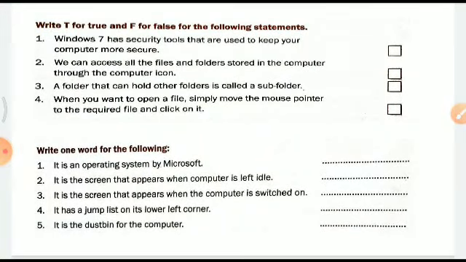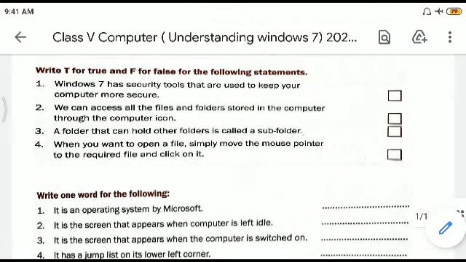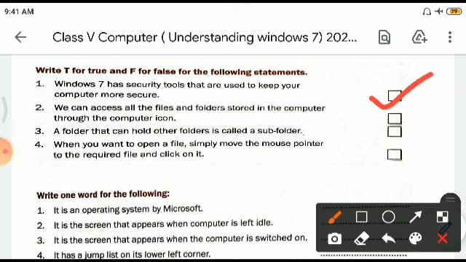Now, see, write true or false for the following statements. Windows 7 has security tools that are used to keep your computer safe. Yes, very true. They have security tools, there are some. What are they? You can read it from the chapter. So absolutely correct. You are not supposed to tick mark here. You are supposed to write T.